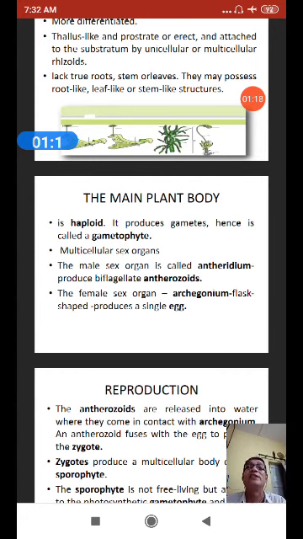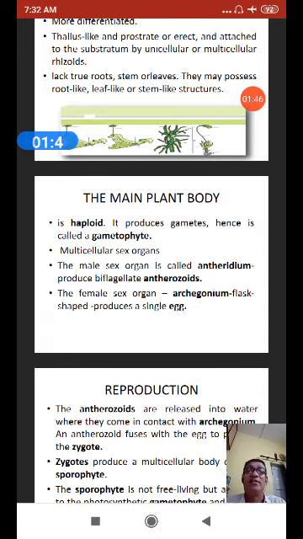main plant body is haploid, and it produces gametes, hence it is called the gametophyte. These are the multicellular sex organs. The male sex organ is the antheridium, producing biflagellate antherozoids. The female sex organ is the archegonium, flask-shaped, and produces a single egg.